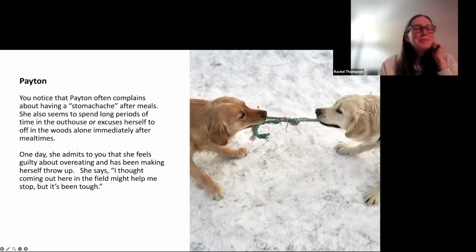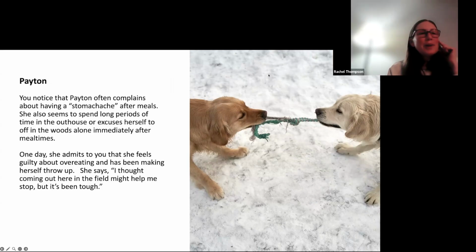I can read it. Thanks, Rachel. Peyton. You notice that Peyton often complains about having a stomachache after meals. She also seems to spend long periods of time in the outhouse or excuses herself to go off in the woods alone immediately after mealtimes. One day she admits to you that she feels guilty about overeating and has been making herself throw up. She says, I thought coming out here in the field might help me stop, but it's been rough.